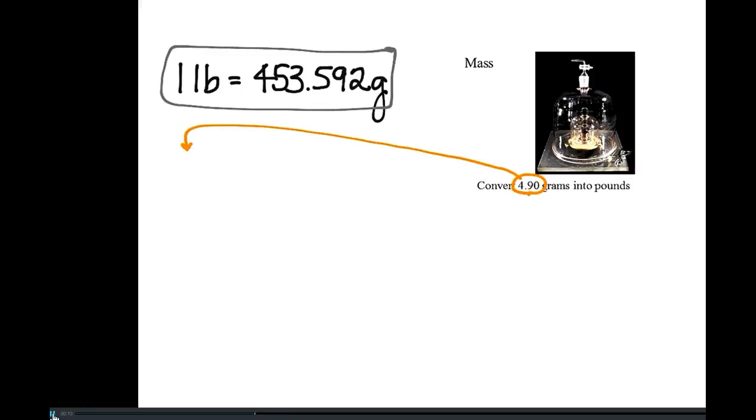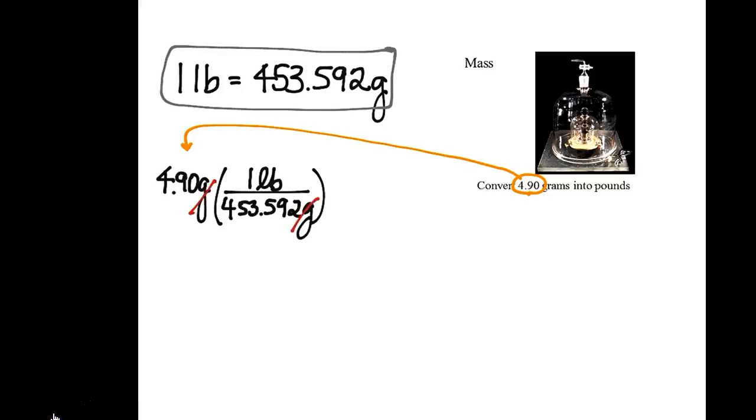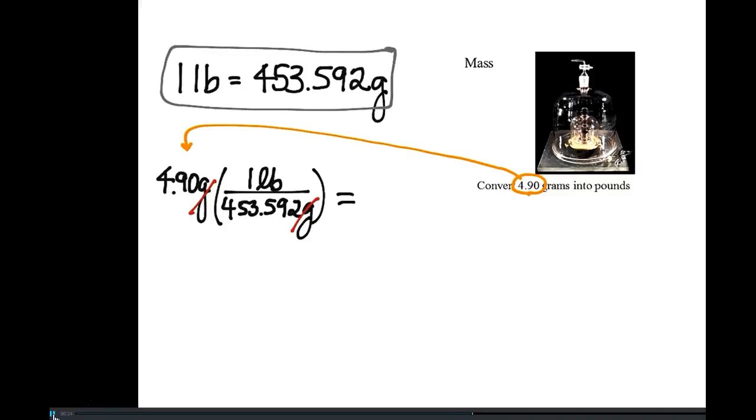The only other thing that we're given in the problem is this number 4.90, which we're going to write down. And then next to that, we're going to put our conversion. So if 1 pound is the same as 453.592 grams, then you will use that as your conversion factor. The reason I put grams on the bottom is because I want grams to cancel. So grams on top cancels with grams on the bottom, and we end up getting this number, 0.01080266 pounds.